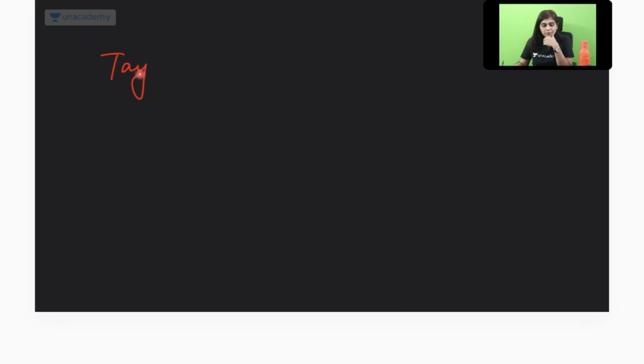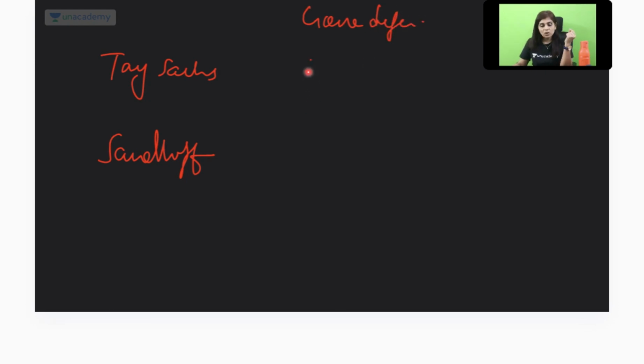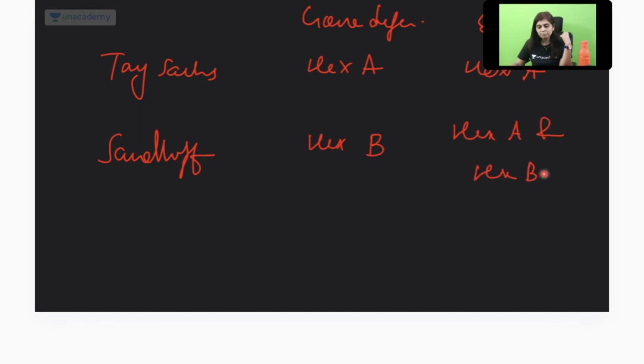So tell me the differences between Tay-Sachs and Sandhoff. Can you all summarize Tay-Sachs and Sandhoff? Because there are many ways that the question can be asked. So if they ask you gene defect, what will be your answer? Tay-Sachs is caused by a defect of hexosaminidase A gene. Sandhoff is caused by a defect of hexosaminidase B gene. And if they ask you enzyme defect, in Tay-Sachs only hexosaminidase A enzyme is defective, whereas in Sandhoff both hexosaminidase A enzyme and hexosaminidase B enzymes are defective. Are you clear so far?